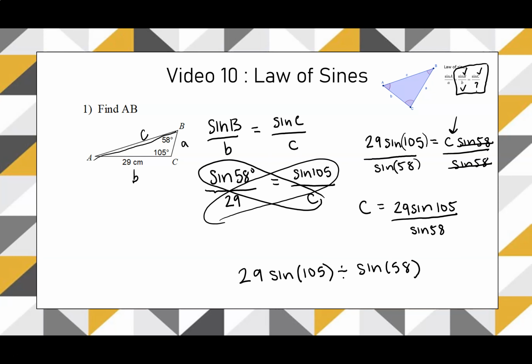You go ahead and you press enter, and I get roughly 33. Okay, so I get C is equal to 33. And these are definitely ones that we can check our answers on. Would this make sense that this is 33? Yeah, it certainly does. It's got a bigger angle than the one opposite 29, so we know that this side across from the 105 should be bigger than 29, so 33 makes a lot of sense.